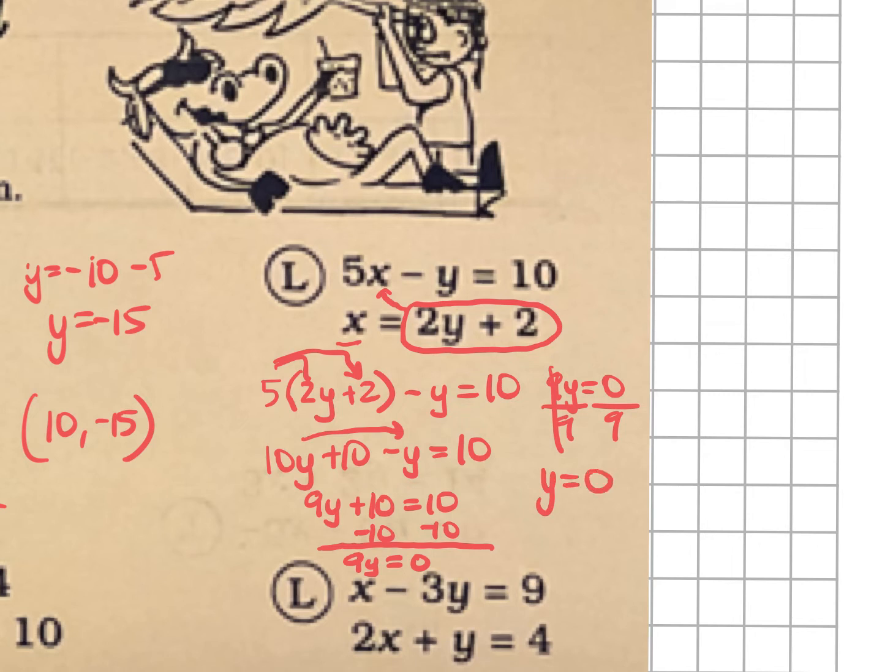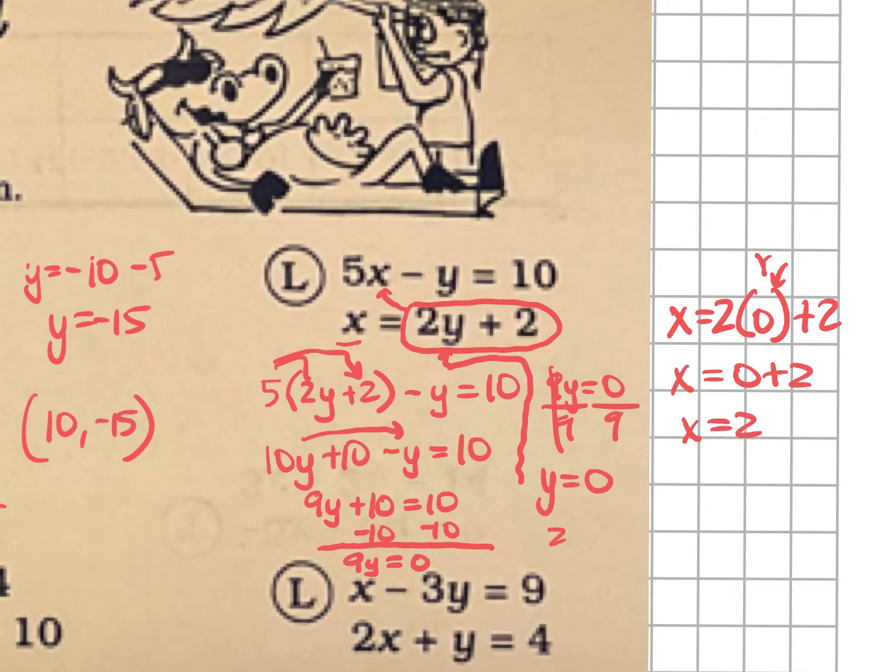Y equals 0. All right, if y equals 0, I'm going to use that and plug it back in right there. Then x equals 2 times 0 plus 2, because the y used to be right there. So x equals 0 plus 2, x equals 2. So we have 2 comma 0.